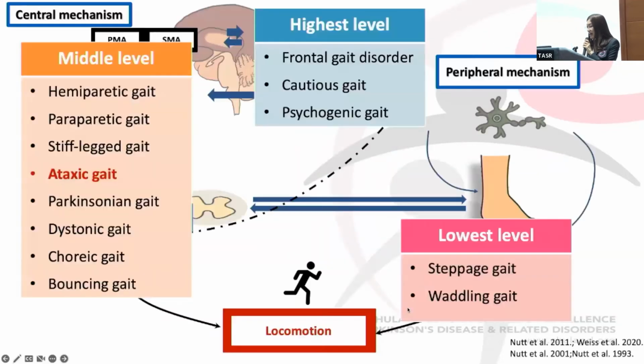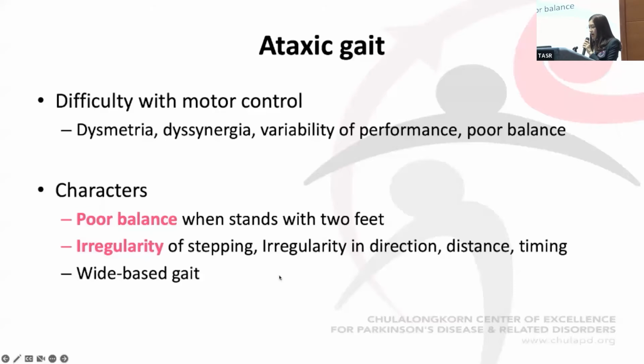This is a kind of Ataxic Gait, which is a difficulty with motor control, which consists of dysmetria, dyssynergia, variability of performance, and poor balance. Its distinct characteristics are irregularity of stepping, irregularity in direction, distance, and timing. And also you notice the wide-based gait.